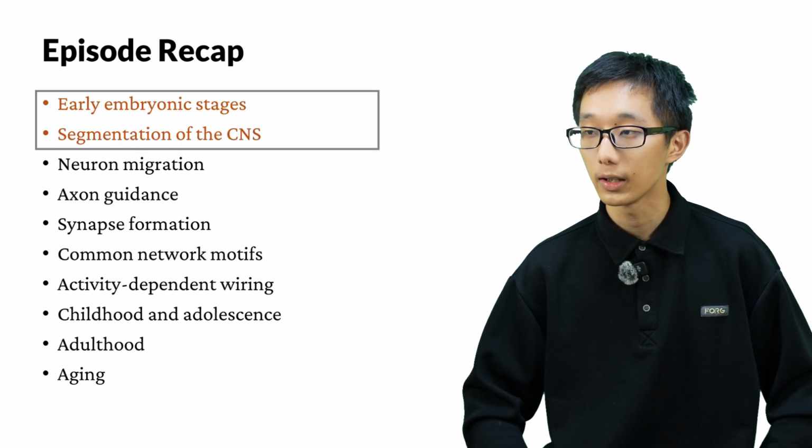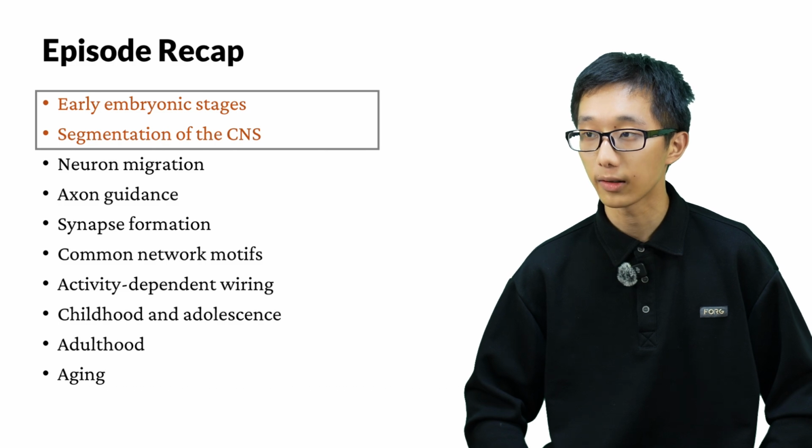That's all for today. In this part, we looked at the early embryonic stages of the development of the nervous system and how the central nervous system is segmented. In the next episode, we will take a look at the microscopic things, including neuron migration, axon guidance, synaptic formation, and common neuronal network motifs.